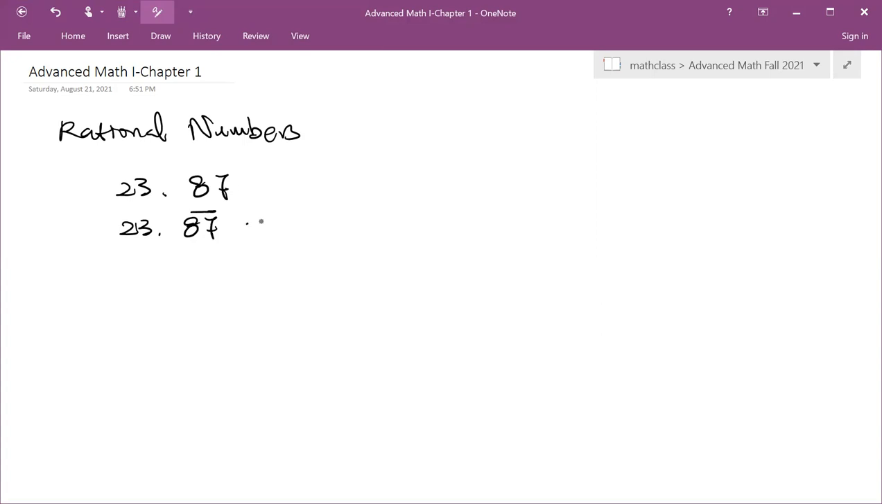If you put a bar here, that means 23.878787 repeating. This can also be expressed as a fraction, and therefore it is a rational number. Maybe you already know that. How do you express this as a fraction? If it has 2 digits repeating, then this will be 23 plus 87 divided by 99.